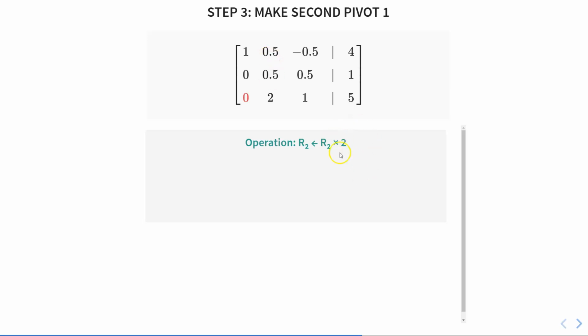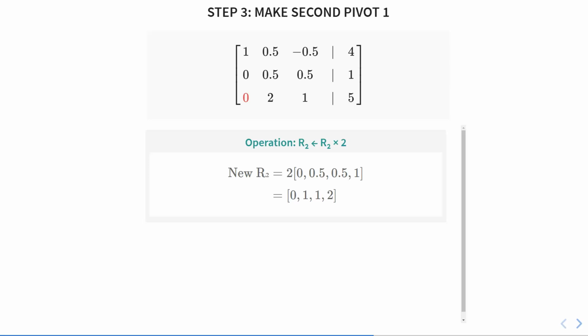Why am I multiplying by 2? Because I am making the second row, second column element, which is 0.5, into a pivot element, so I'll make that element 1. So now the new R2 will be 2 into 0, 0.5, 0.5 and 1. So that will give 0, 1, 1, 2.